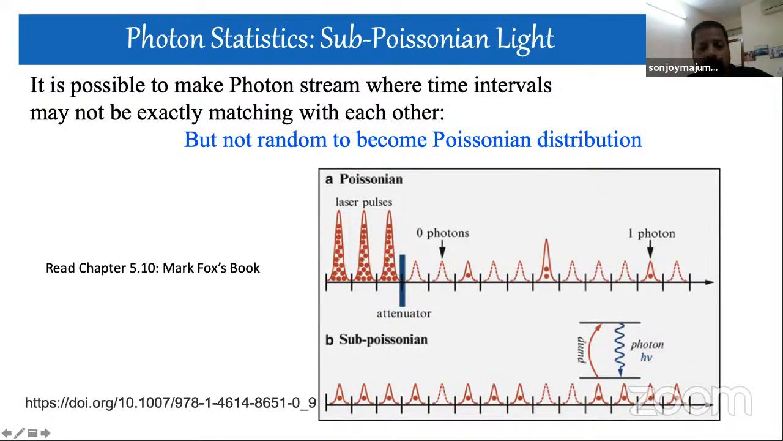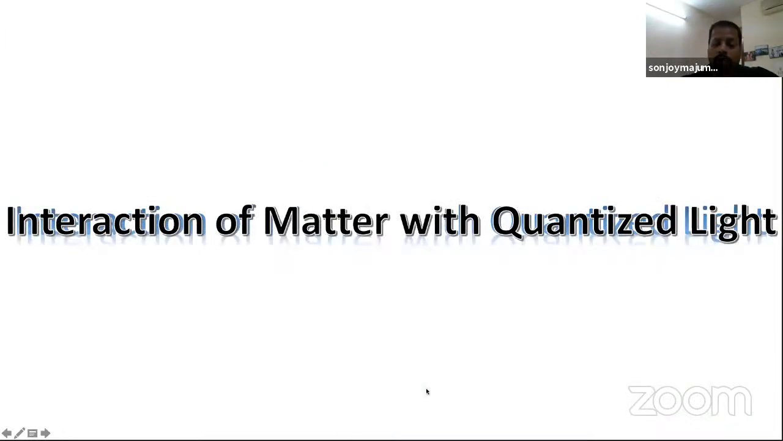In the equal pulse, you get the photon. Again, there may be a gap, and then again you are getting a photon. So you will see that subposition distribution in the case of anti-bunching. Okay, so so far we have understood the photon statistics.